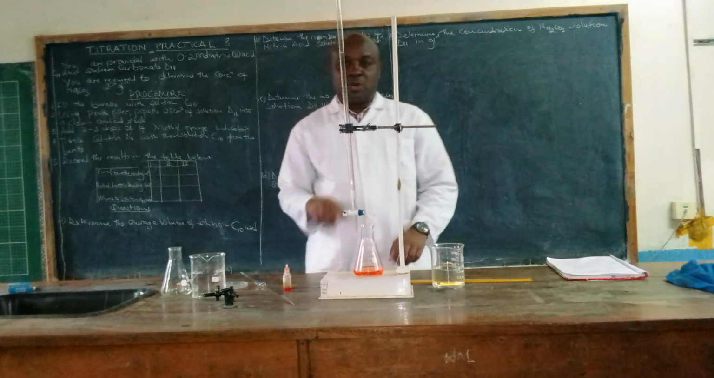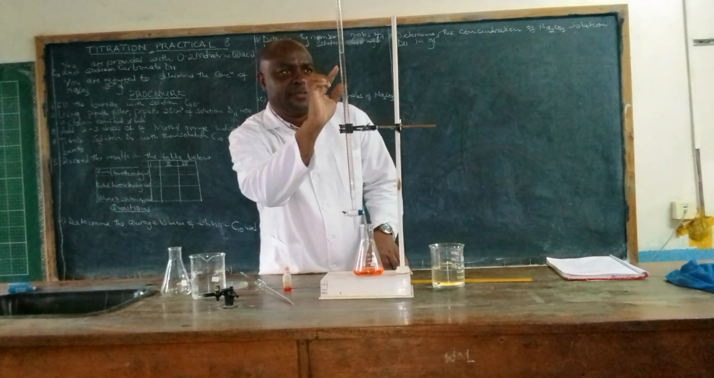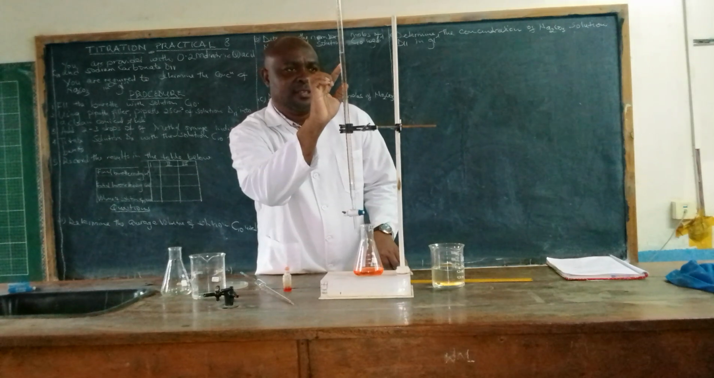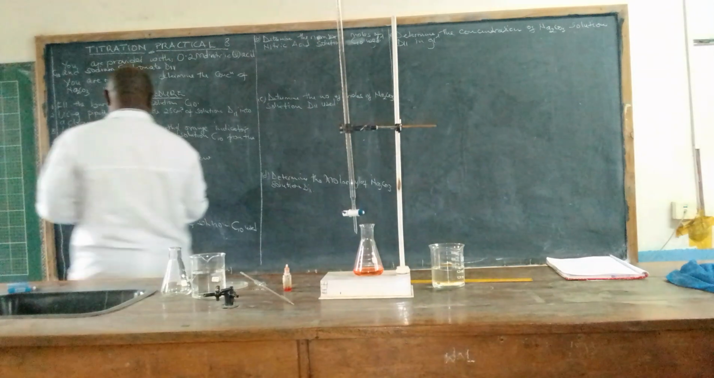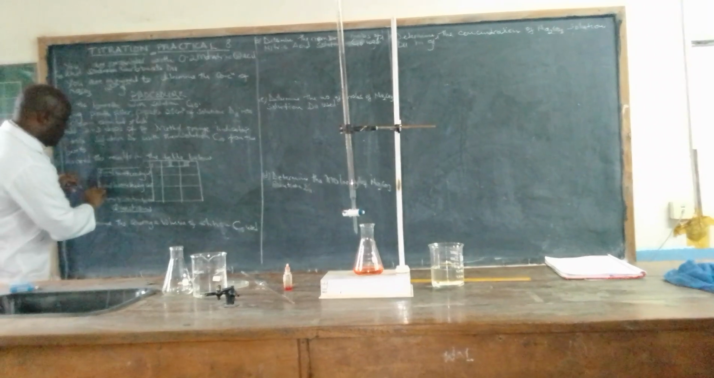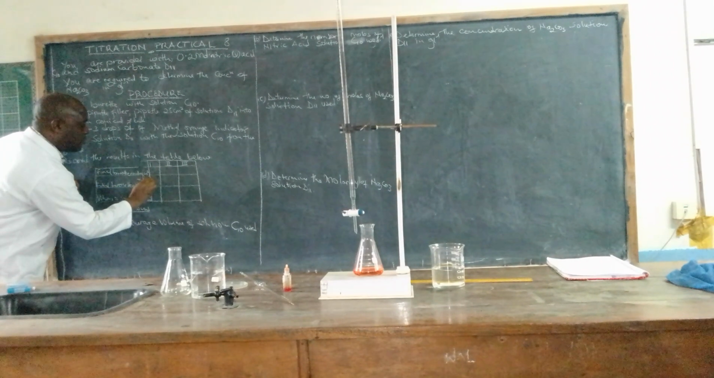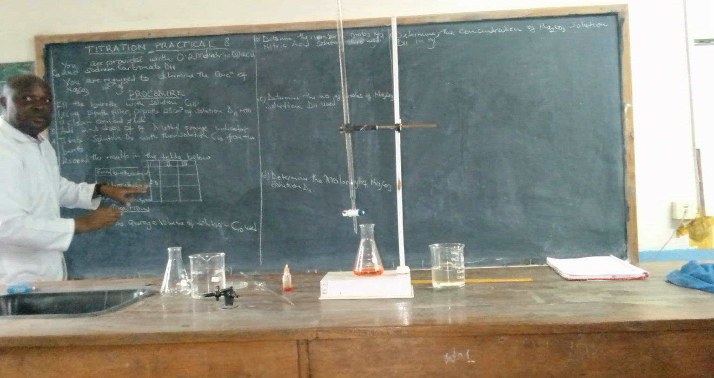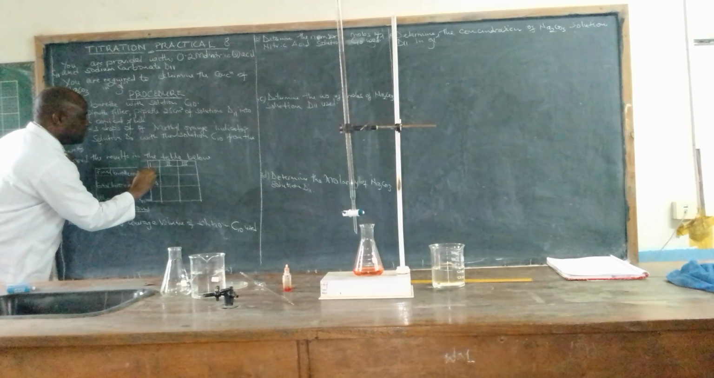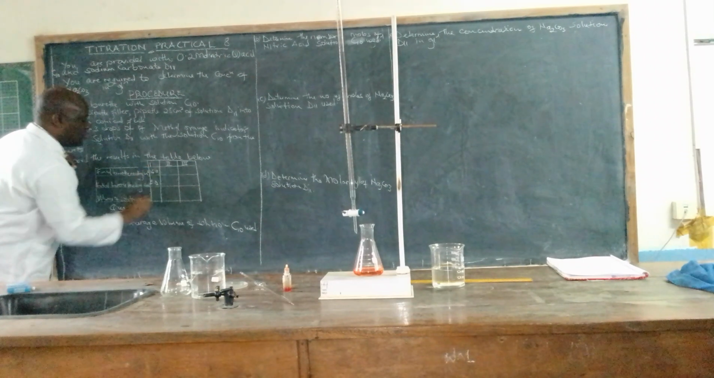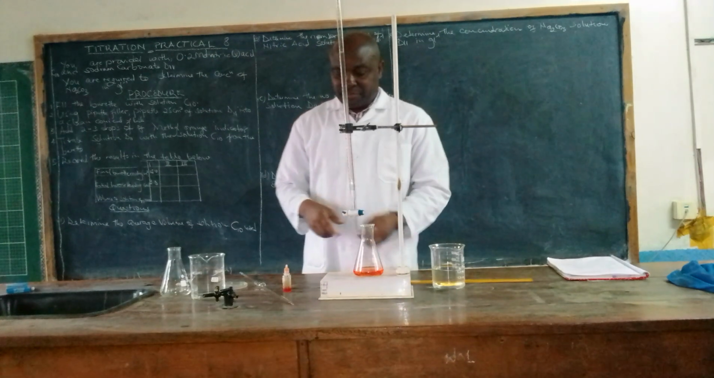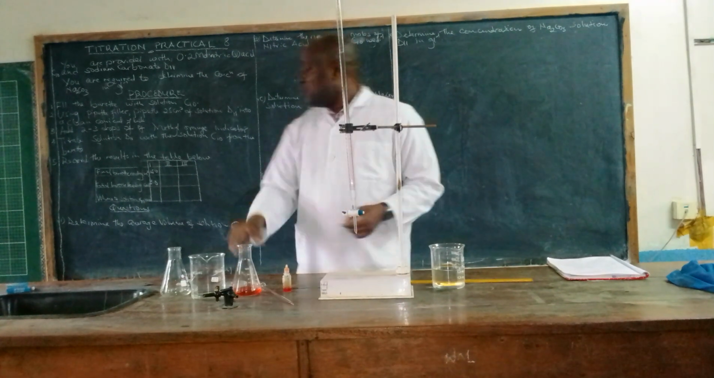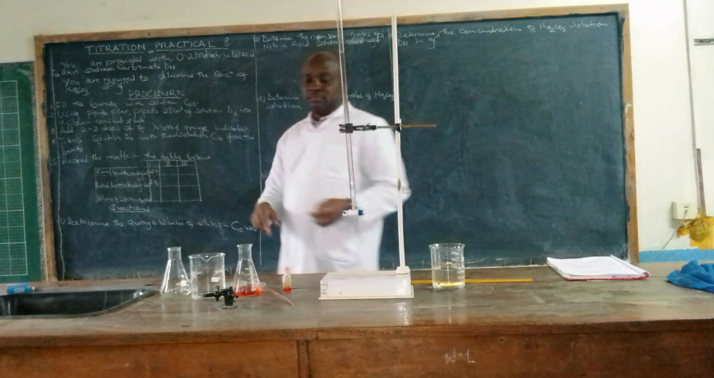So now we come here. We go back to our burette reading. We just find out how much it is. It has changed to mark 15. So we come here and record. Our initial burette reading was 0.0. Now the final burette reading is 15.0. So now we refill the burette, and then we go to the second titration column.